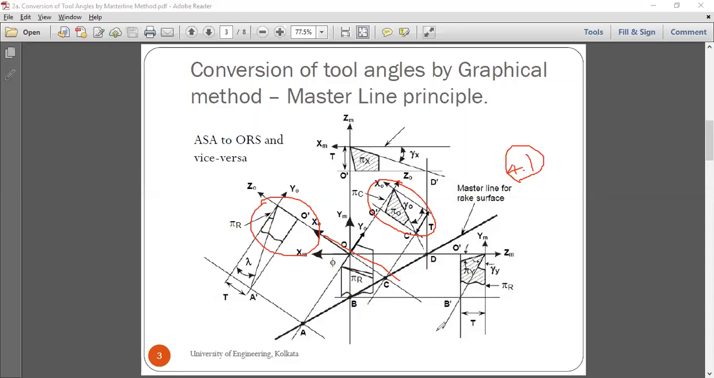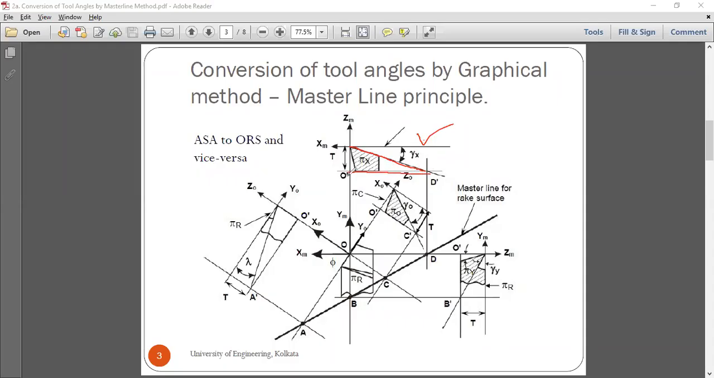That is the concept. Now what we have done here, starting from this pi x, is, if you see this rake angle, this rake surface, we have extended the rake surface, and this is your base plane, right?